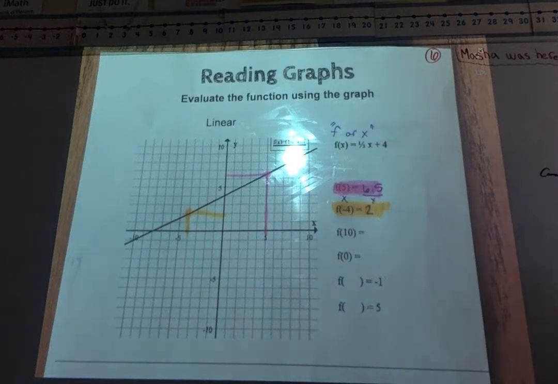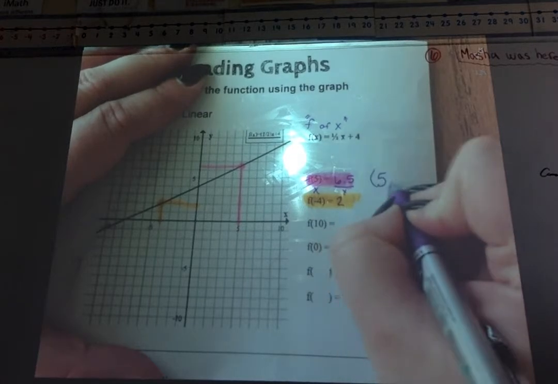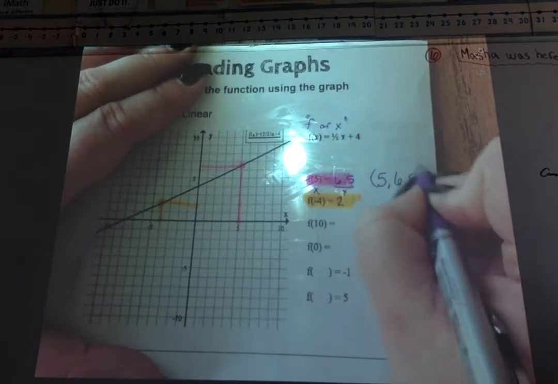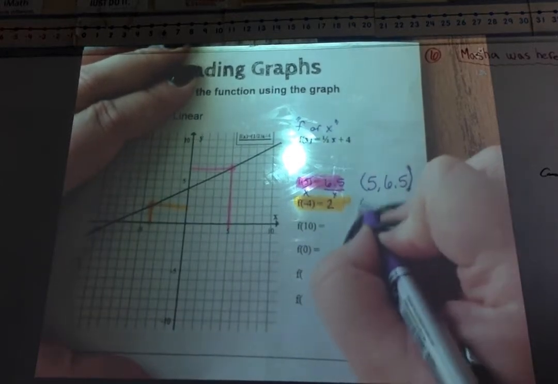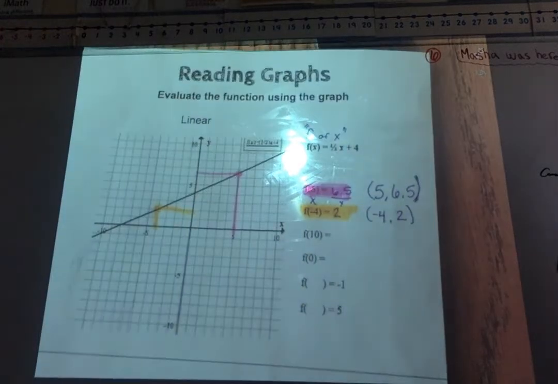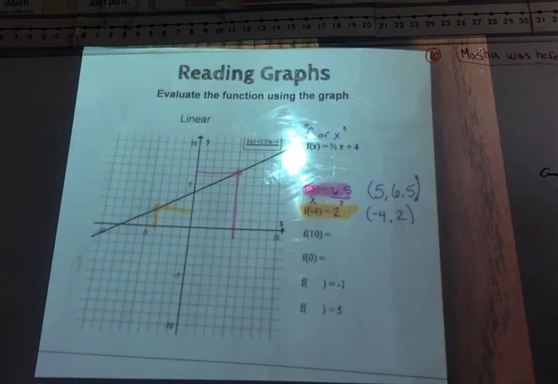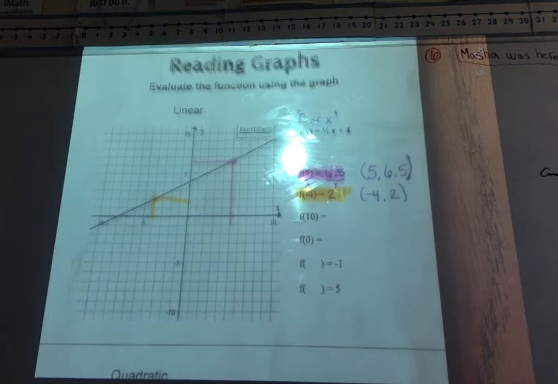To connect it all together, though, these points, respectively, are each 5, comma 6.5, and -4, comma 2. Again, you don't have to write those points. I'm just showing you that those are the points that you're reading, all right? So take your last highlighter color.